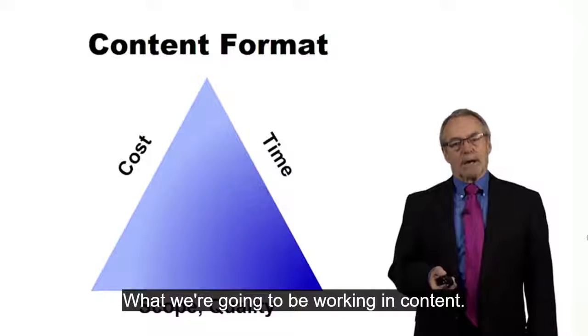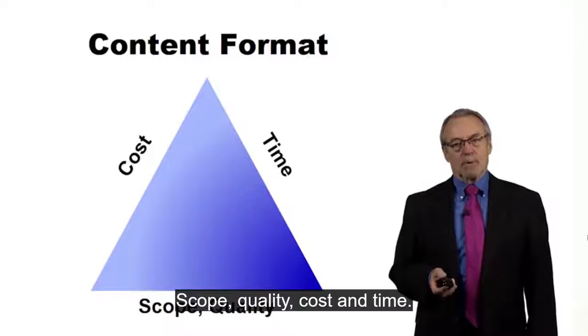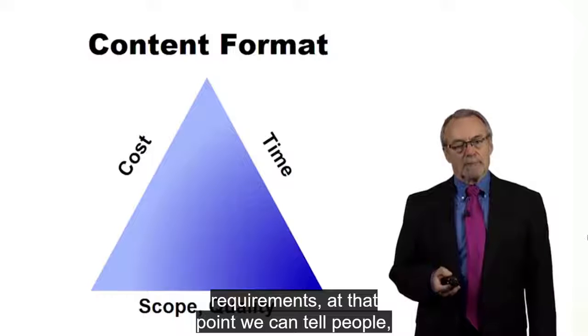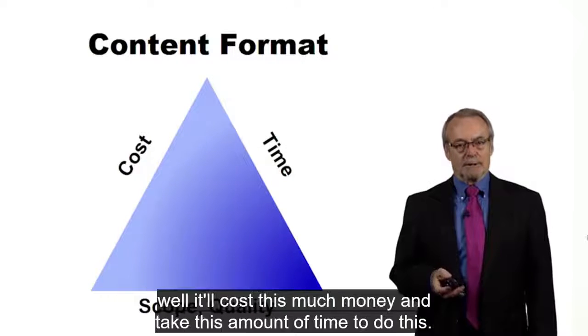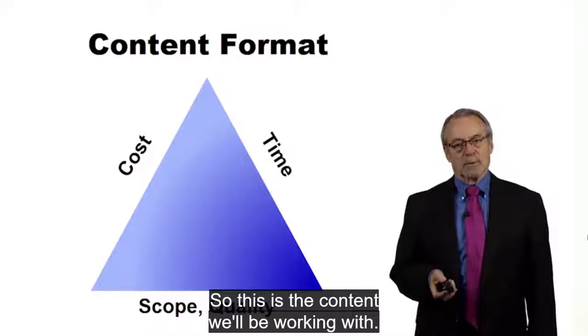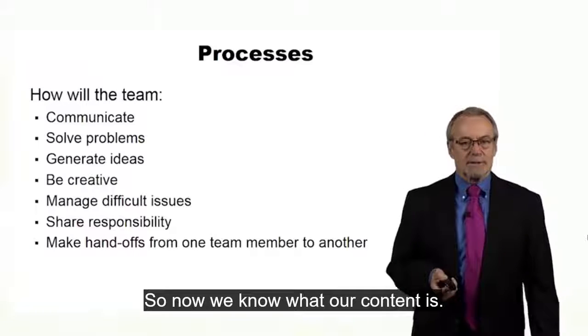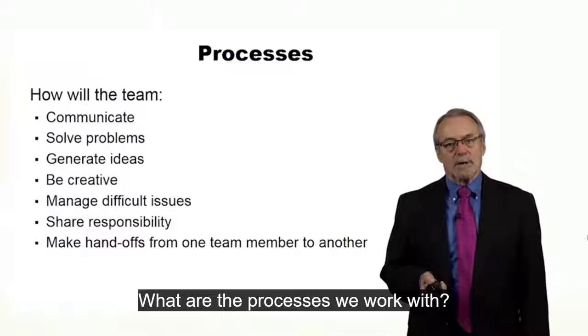What we're going to be working on in content: scope, quality, cost, and time. And remember, once we define the scope clearly, once we figure out the quality requirements, at that point we can tell people it'll cost this much money and take this amount of time to do this. So this is the content we'll be working with. Processes. Let's talk about the processes. So now we know what our content is. What are the processes we work with?